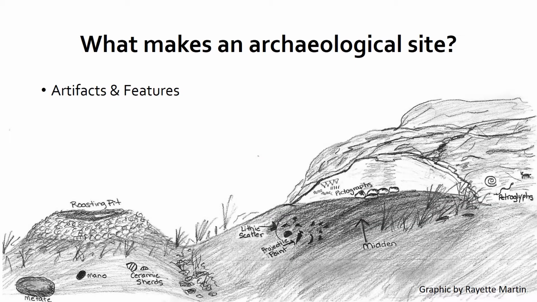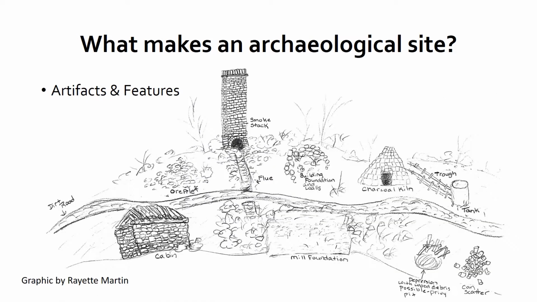What makes an archaeological site is actually the artifacts and features together. For example, this site has a rock shelter, a roasting pit for cooking food, petroglyphs, artifacts like ceramic sherds or broken pieces of pottery, and lithics, also known as stone tools or stone tool debris. At a historic site, you might find a smokestack, rock or stone cabins, charcoal kilns, and artifacts like can scatters and discarded tools or debris.